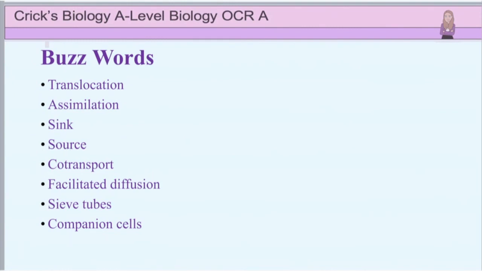When answering questions about translocation, you must make sure you use your buzzwords. Obviously translocation, but also assimilation, the sink, the source, co-transport, facilitated diffusion, sieve tubes, and companion cells.